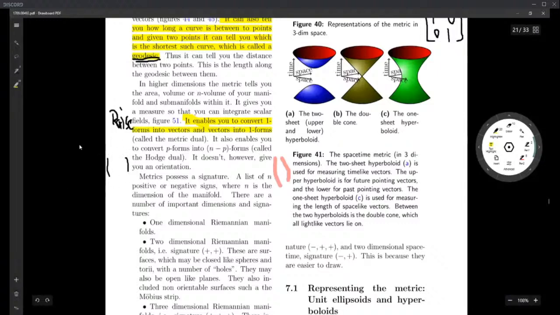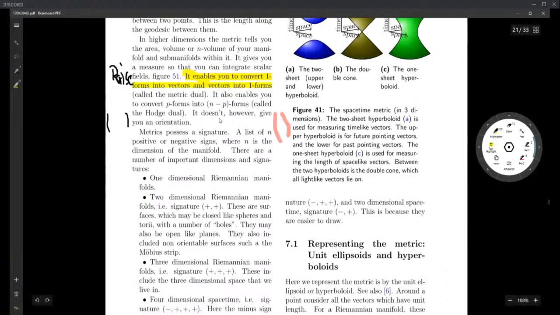Otherwise, you can't call something a dual space or a covector space. And you can't call something a vector space without a certain set of properties. So this is just something that I want to hint at right now. And also, you can convert P-forms into N minus P forms. We'll look at this later as well. It's called the Hodge dual.